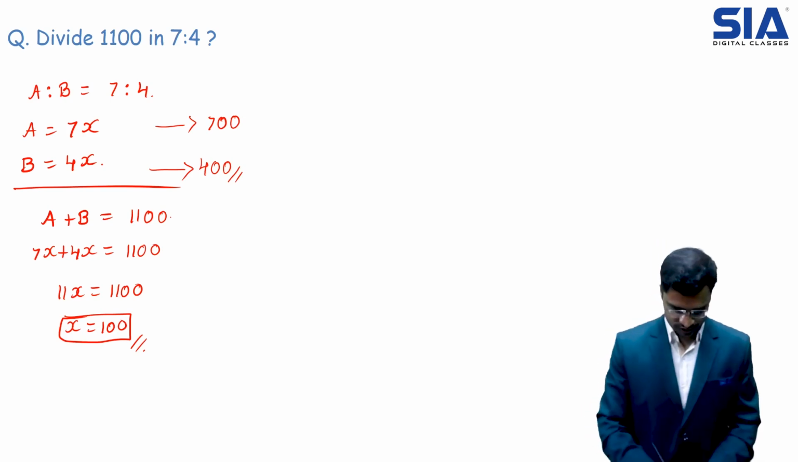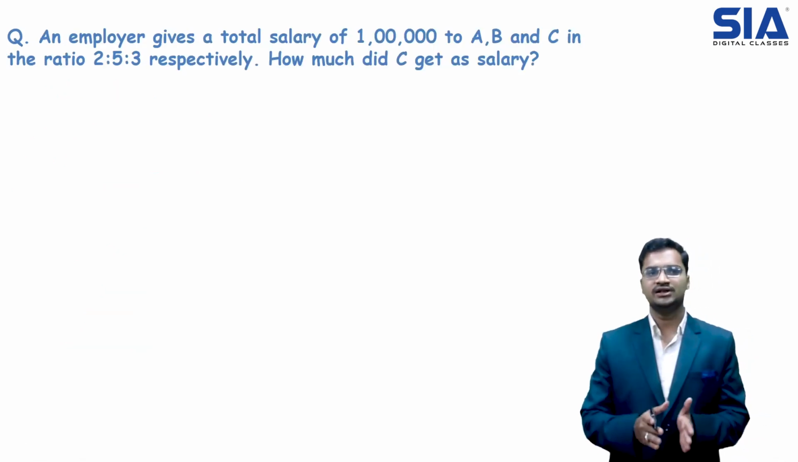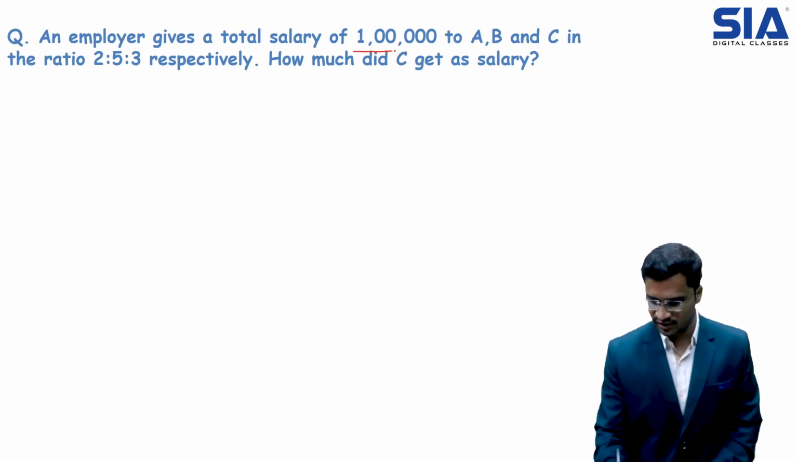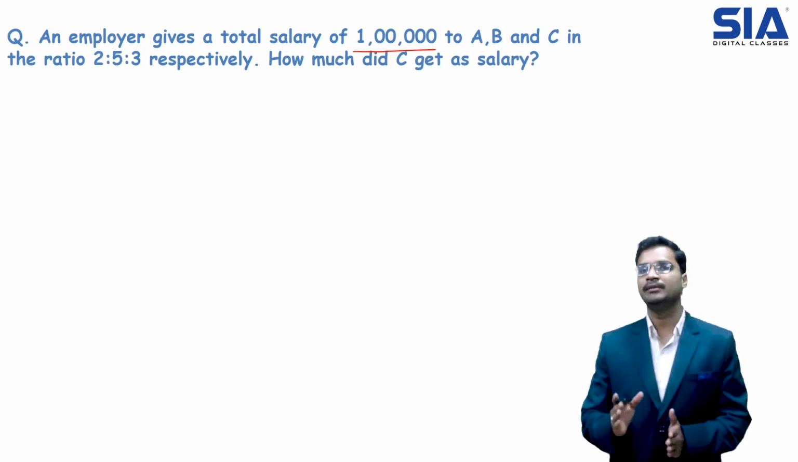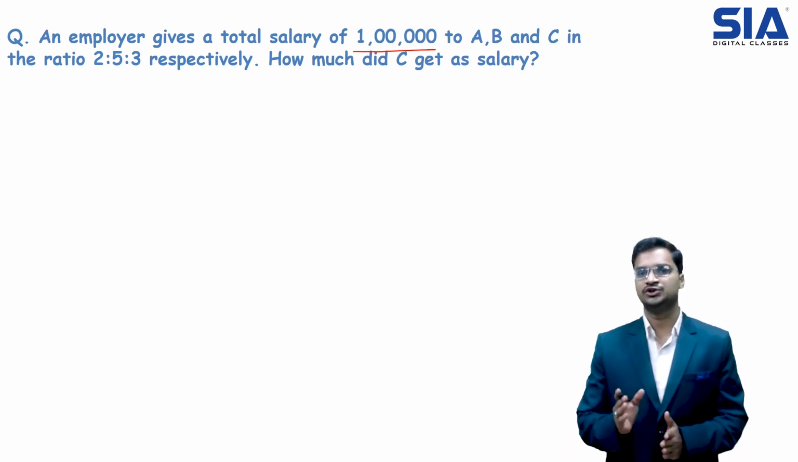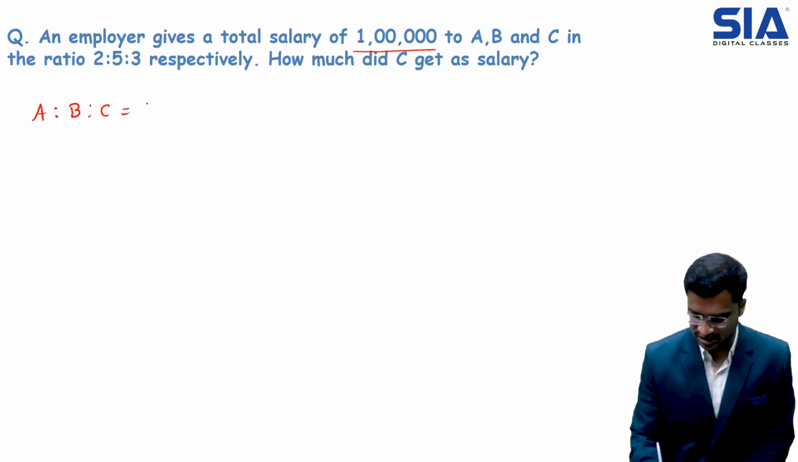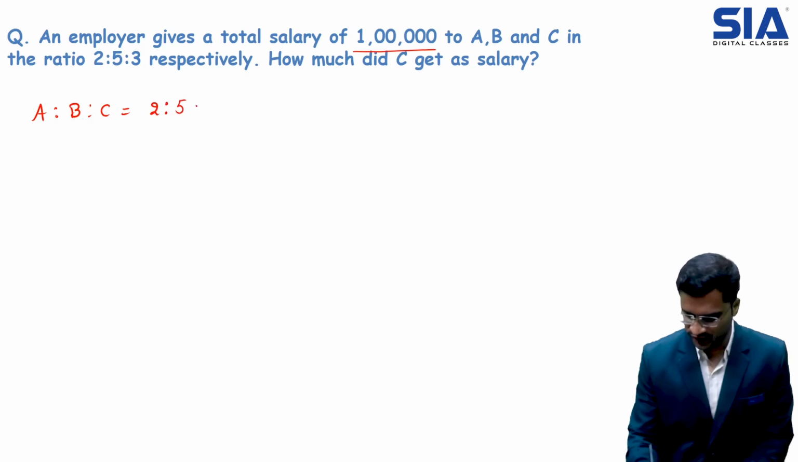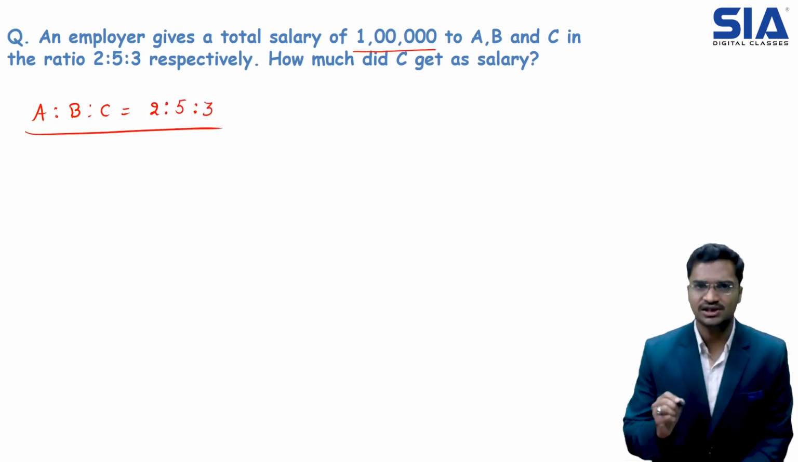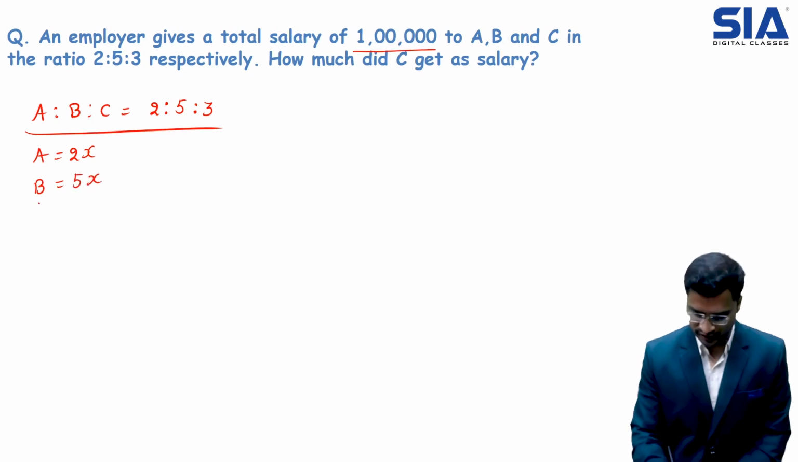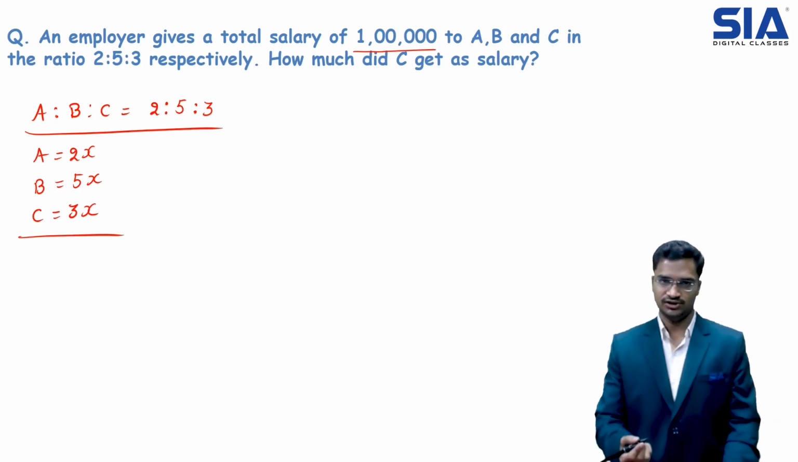Now coming to the next question. Here in this question, an employer gives a total salary of 1 lakh rupees to A, B and C in the ratio 2:5:3. So here A ratio B ratio C is given as 2:5:3. From this I can write the actual value of A is 2x, B is 5x, and C is 3x. So A, B and C values are like this.